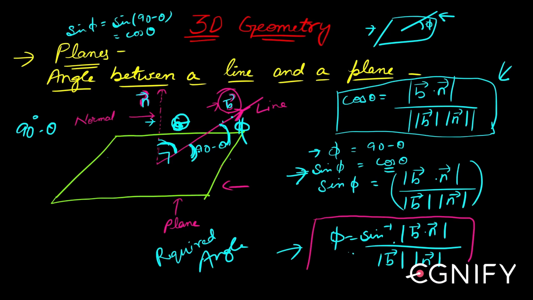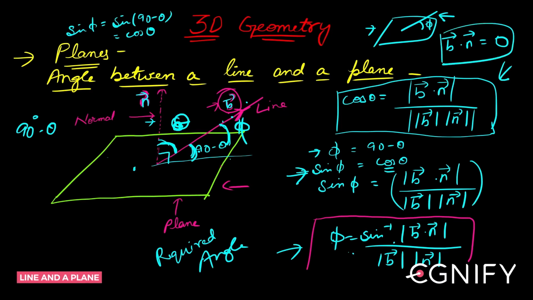From this you can also get the conditions, like when is a line parallel to the plane, or when does it lie along the plane. It lies along the plane when your phi is 0. So if b dot n is equal to 0, that would mean your normal and the line are perpendicular to each other, and then I can say the line is parallel to the plane. And if your b is equal to lambda n, that's better to say.